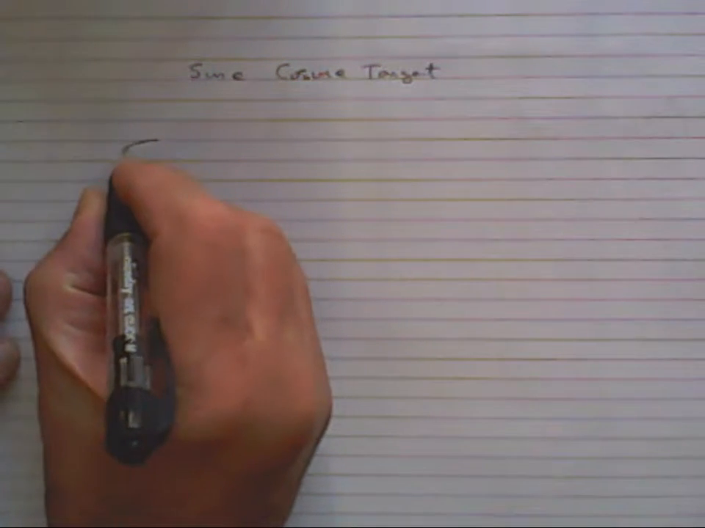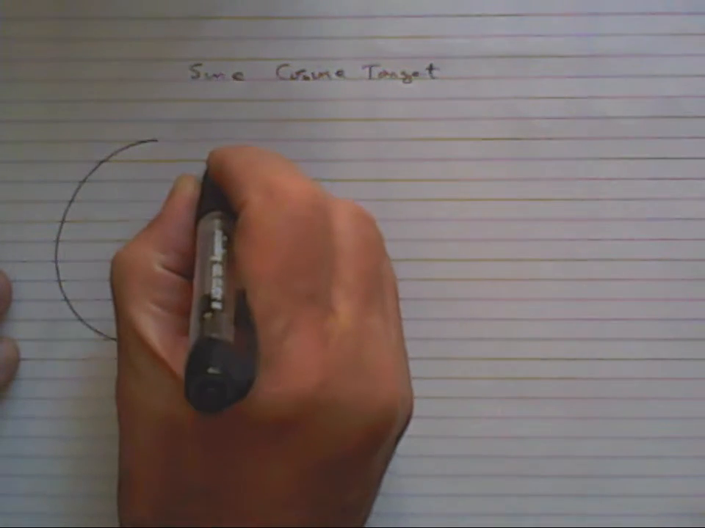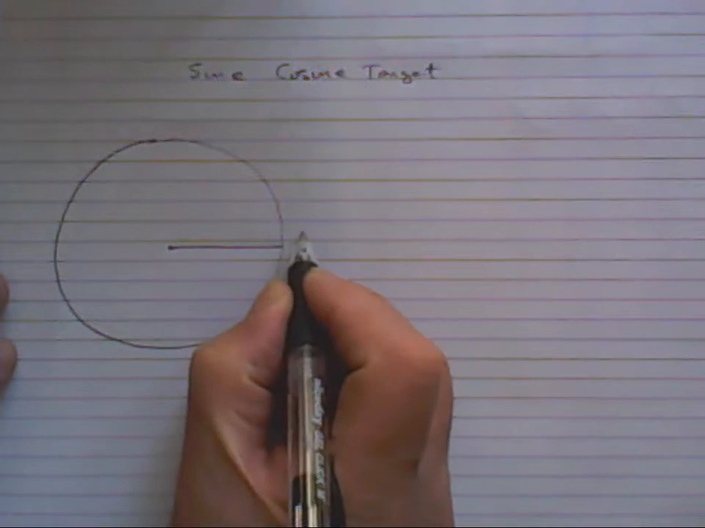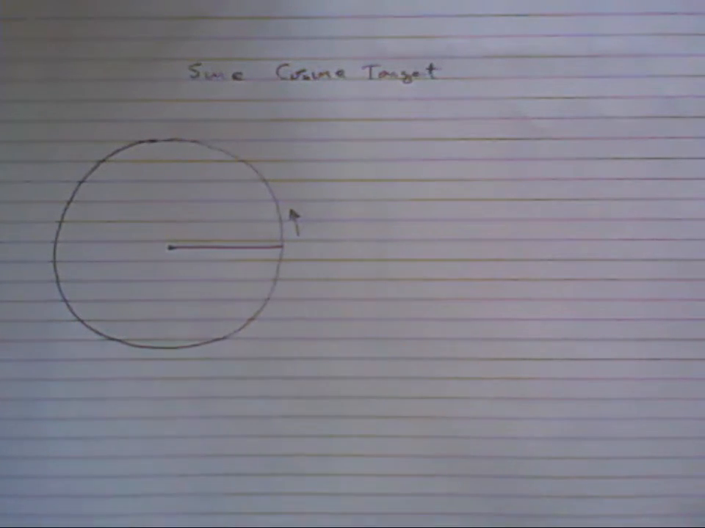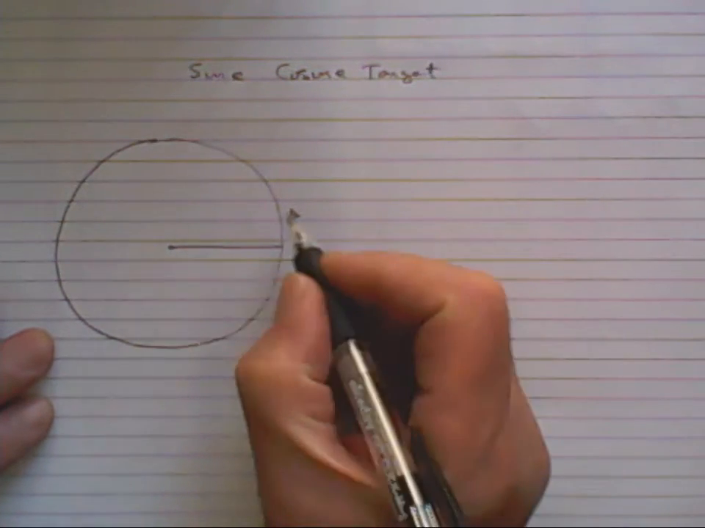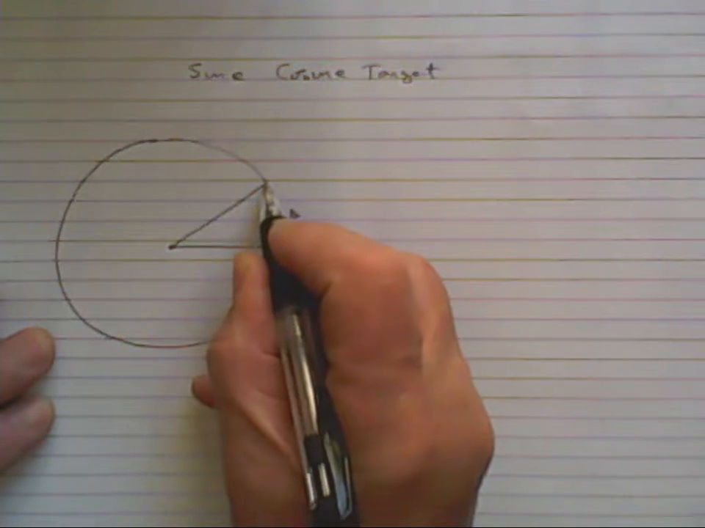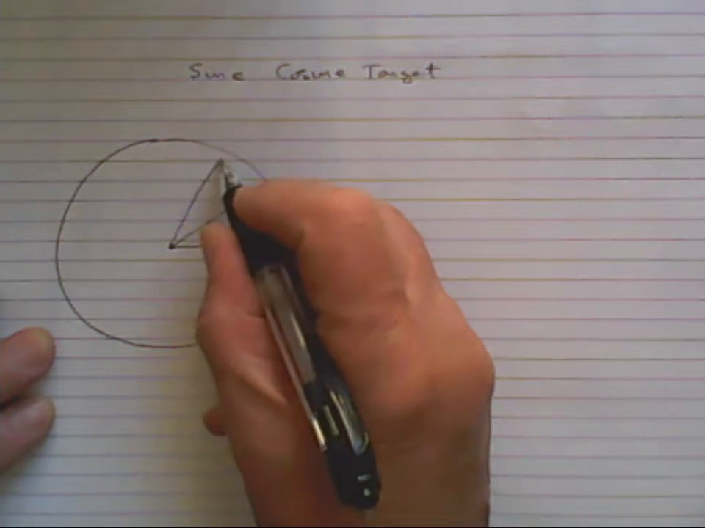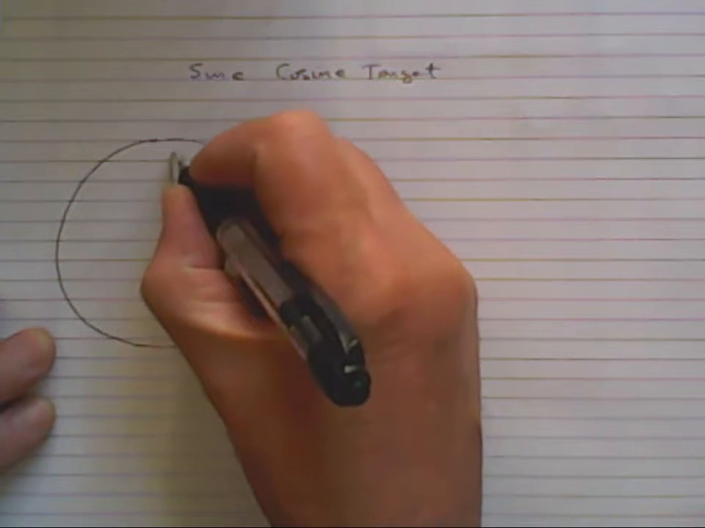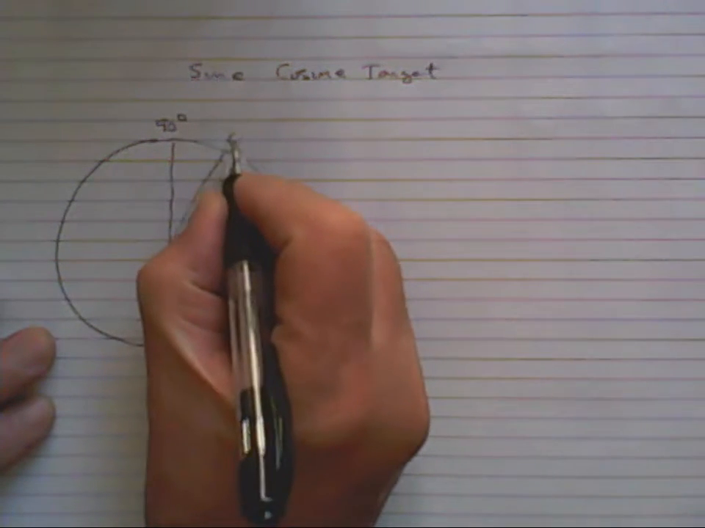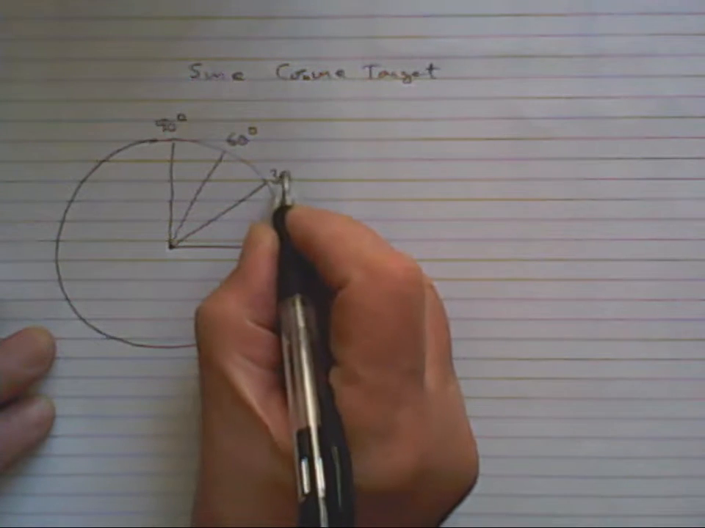I'll draw a rough circle if you don't mind. And what I want to do is to assume this is roughly the center. And there we have a radius, and I want to rotate that radius in an anti-clockwise direction. It doesn't matter which direction I rotate it, but this is the convention. If I move this radius anti-clockwise, I'll move it to here, and then to here, and then perfectly upwards. Let's call this 90 degrees, and let's call this, say, 60 degrees, and let's call this 30 degrees.